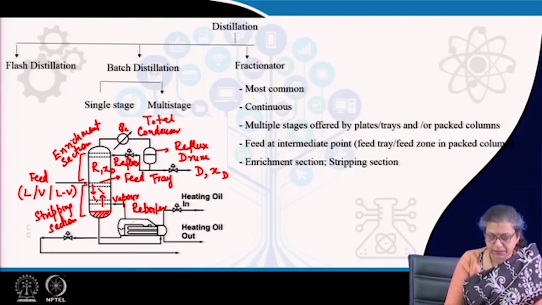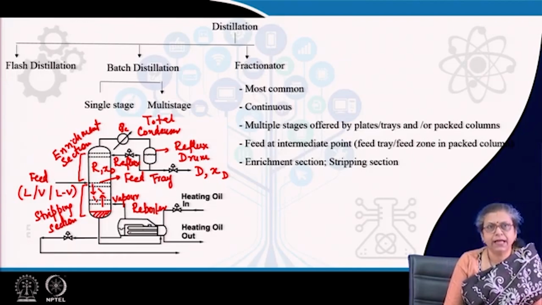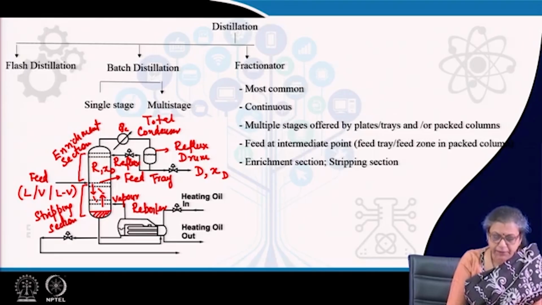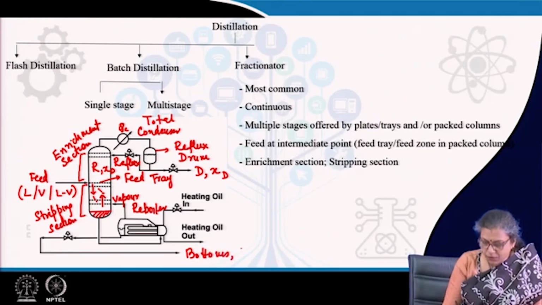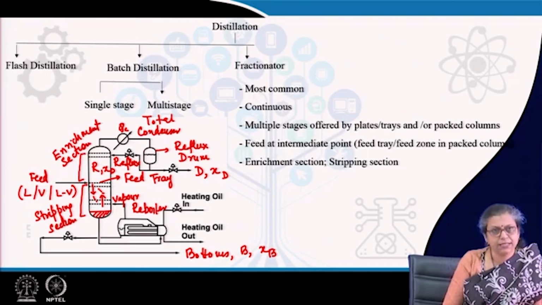On the other hand, in the reboiler we undergo partial vaporization just to obtain the vapor which is required to be introduced in the distillation column. The remaining portion of it is withdrawn as a bottoms product, flow rate B, and the bottom composition as XB.